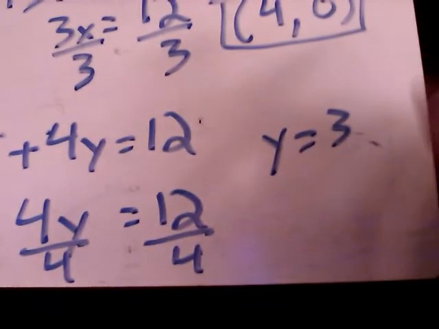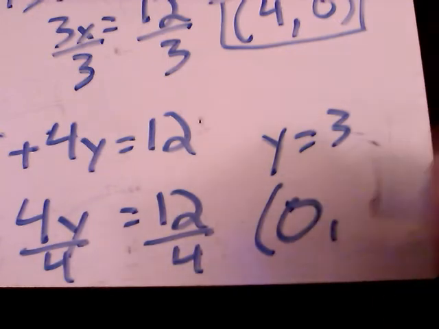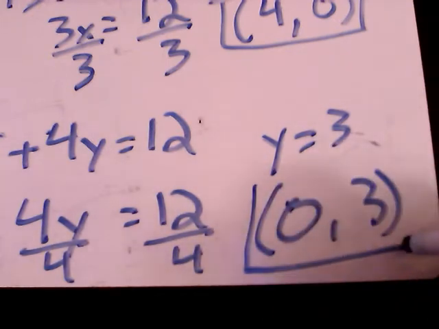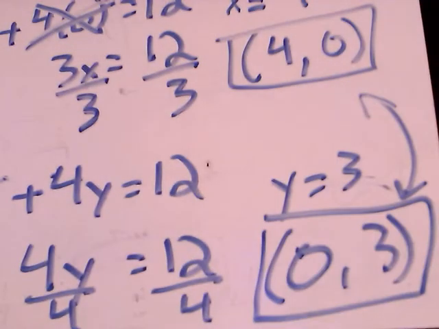But remember, we're not done yet. So since I plugged in 0 for x, that goes first, y equals 3. There you go. Here are our two answers. Now remember, you have to plug in 0 for the other number and work with that.